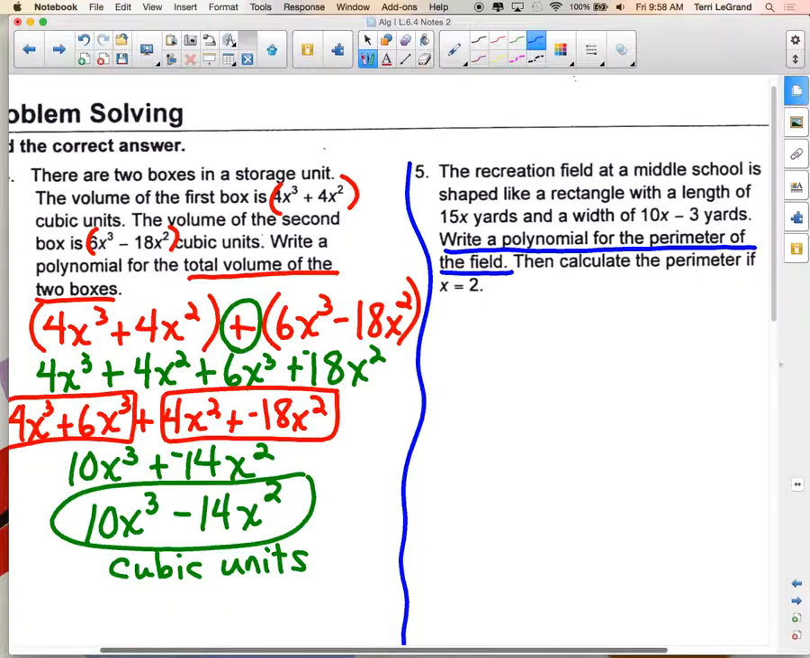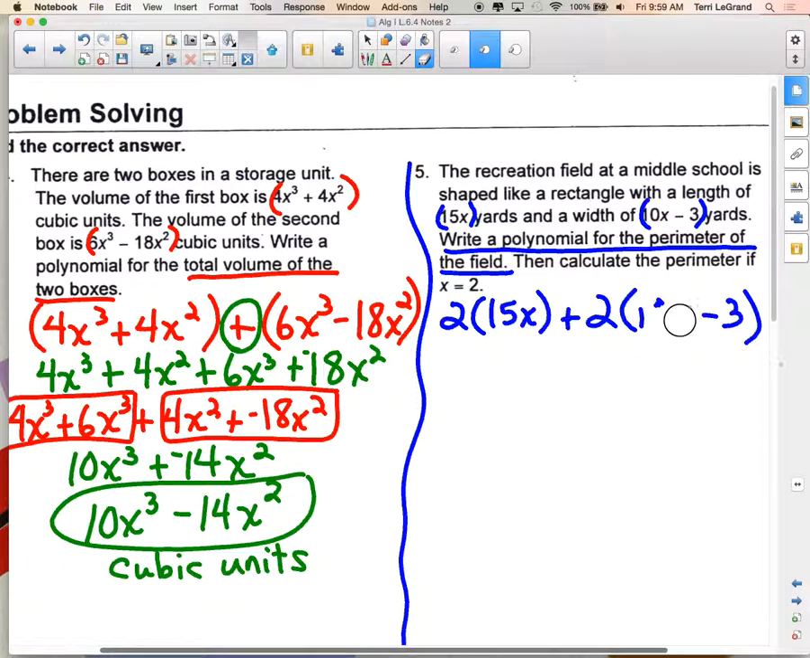Okay, so we need 2 of these, of each of these, right? So we need 2 times 15x, plus we need 2 times 10x minus 3. Now, could we also just write it 15x plus 15x plus 10x minus 3 plus 10x minus 3? That is really messy. See if I can get the board to cooperate better. Okay, there we go. But we know how to do distributive property, right? Yep.